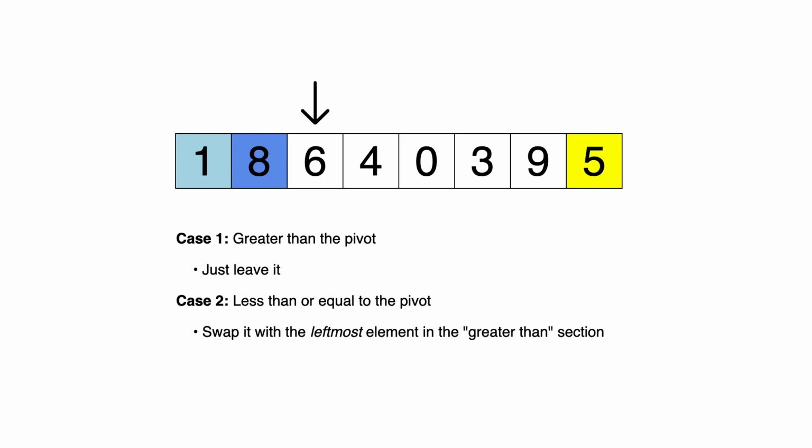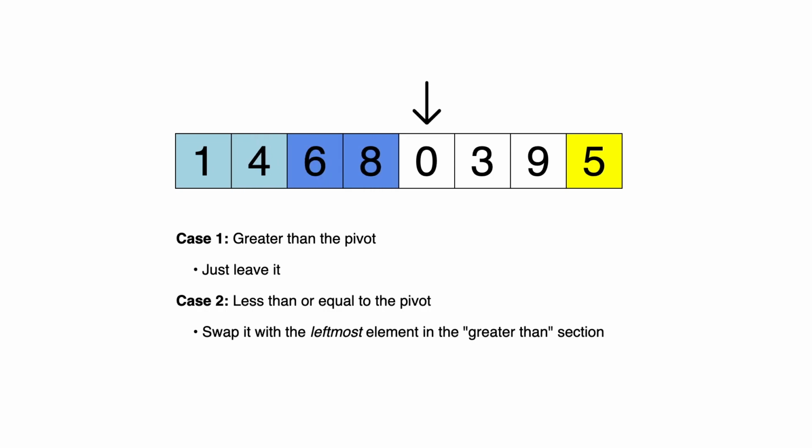Next up is 6, which is greater than 5. Again, we don't need to do anything, and it automatically gets added to the greater than section. Next is 4, which is less than 5. The leftmost element in the greater than section is now 8, so we swap 8 and 4.